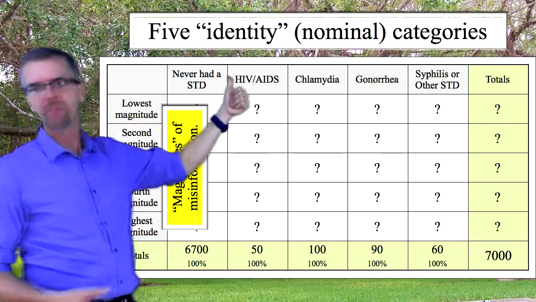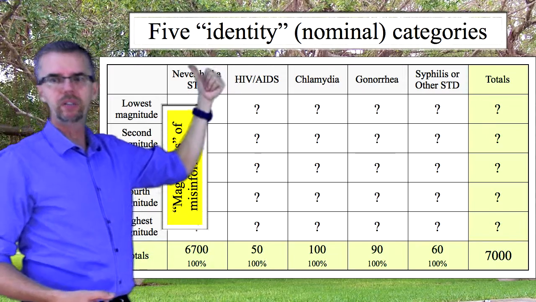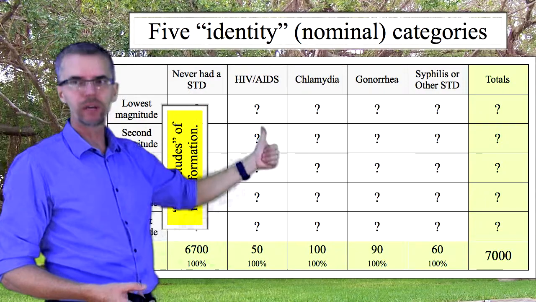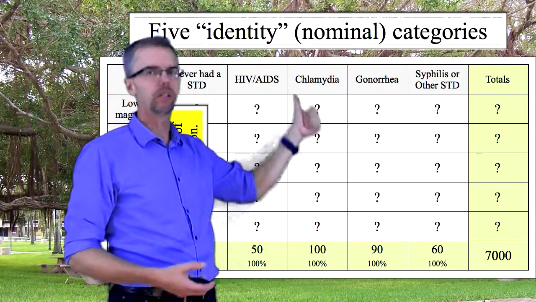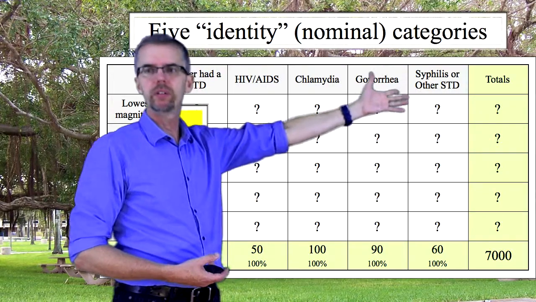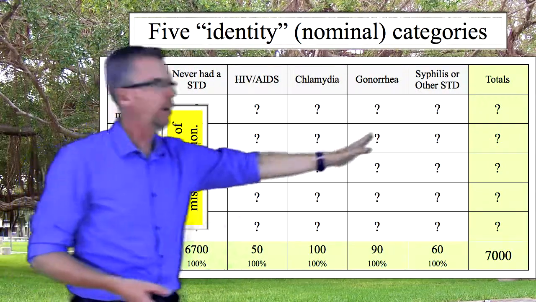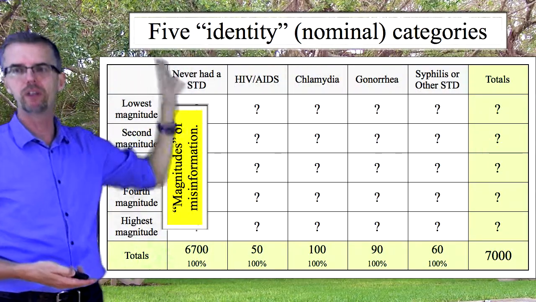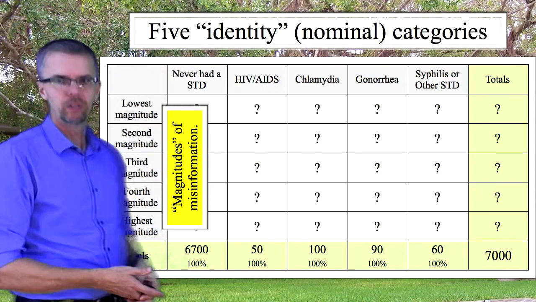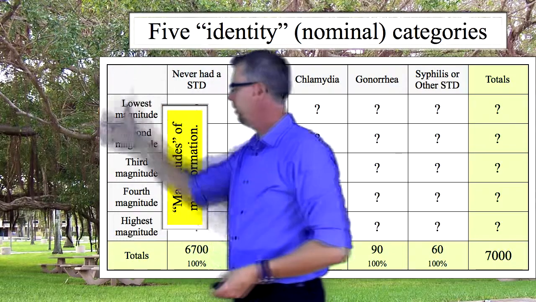First category, never had an STD, never had a sexually transmitted disease. Contracted HIV or AIDS, contracted chlamydia, contracted gonorrhea, contracted syphilis or another STD. So we've got 5 identifiers. These are the identifier nominal categories in this study here. And once again, we now need to establish magnitude, the orders of magnitude.